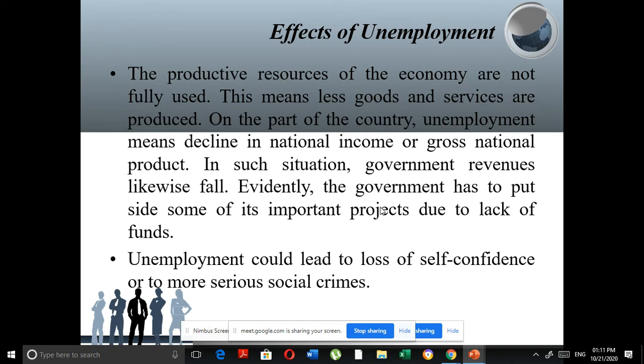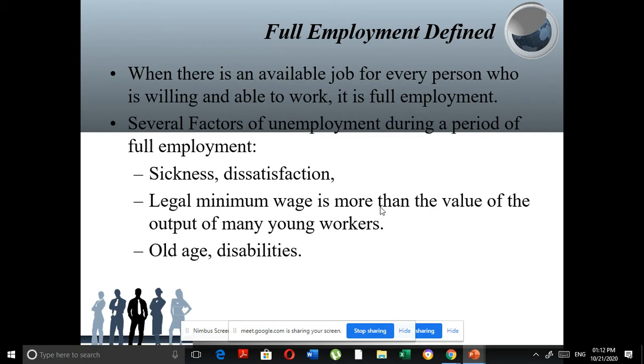So, in this situation, what will happen? Government revenues will decrease too. So the government has to put aside some projects due to lack of funds. So unemployment could lead to loss of self-confidence or to more serious problems. These are the effects of unemployment.